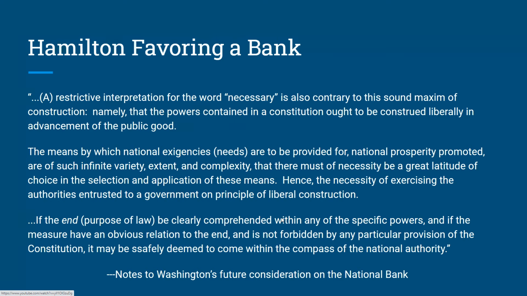He said, "If the end, meaning the purpose of the law, be clearly comprehended within any specific powers, and if the measure have an obvious relation to the end, and is not forbidden by any particular provision of the Constitution, it may be safely deemed to come within the compass of the national authority." So basically he says that only if the Constitution strictly forbids something can the government not do it. But if it doesn't forbid an action, then it's covered under the necessary and proper clause.